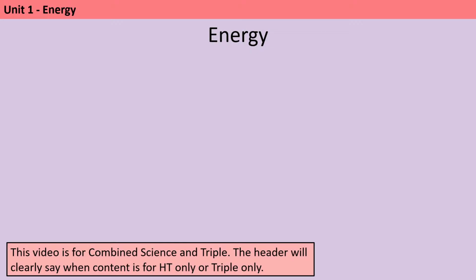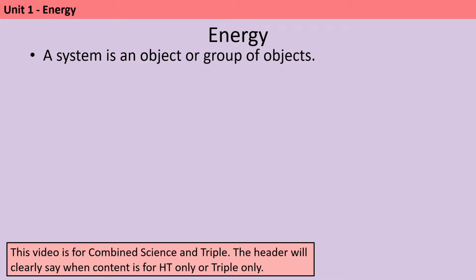The first topic in GCSE Physics Paper 1 is energy. You should know that a system is an object or a group of objects. A system can store energy, and there are 8 different ways that it can be stored.